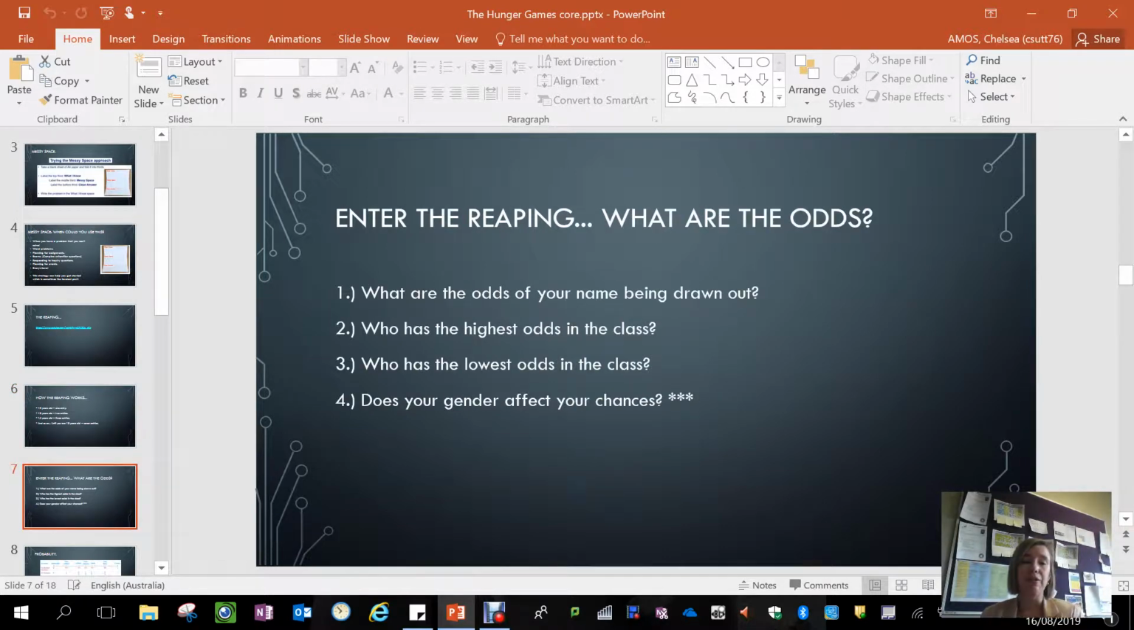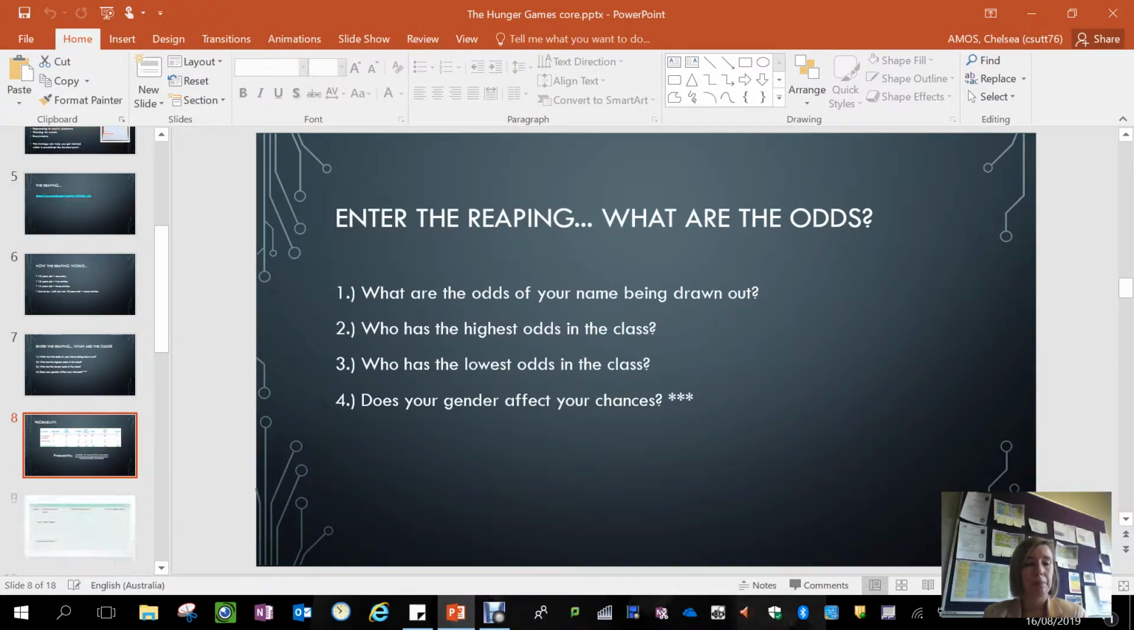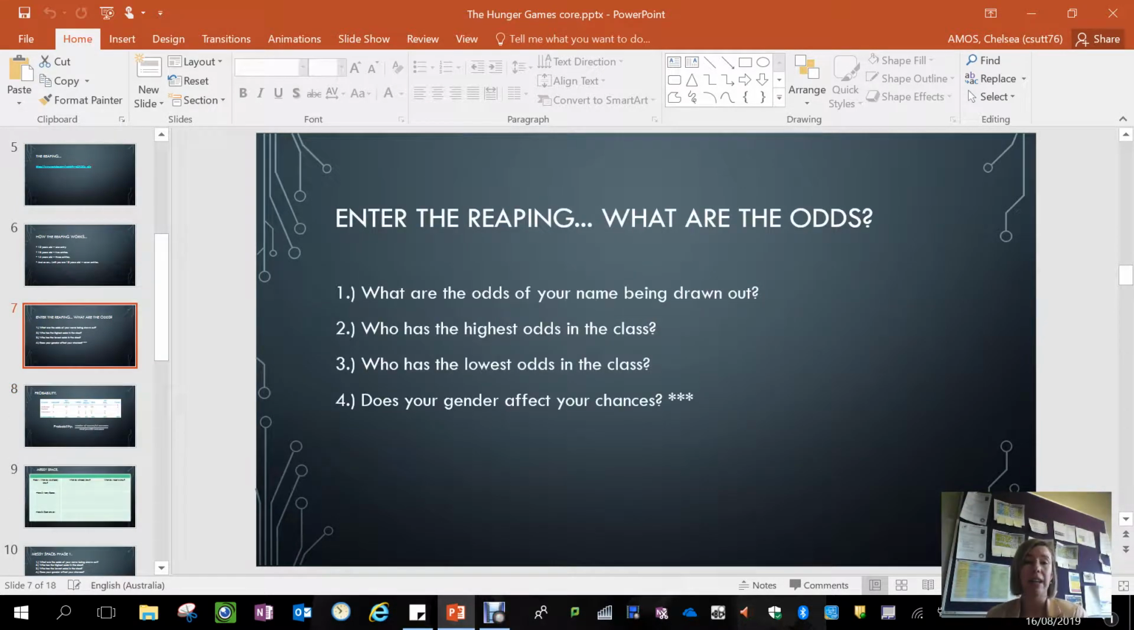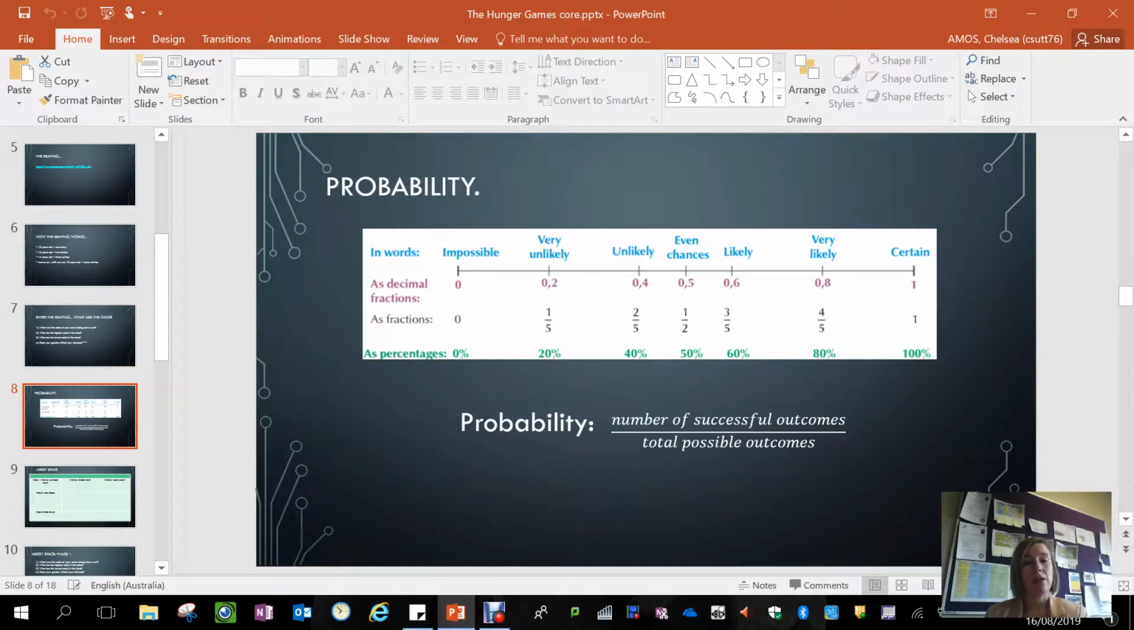So we have 4 focus questions or inquiry questions that our students will answer during this session, and they are on the slide here. So they're looking at the odds of their names being drawn out, looking at the highest and lowest odds in their classroom, and having a focus on gender and its impacts on their probability. So this is for you.